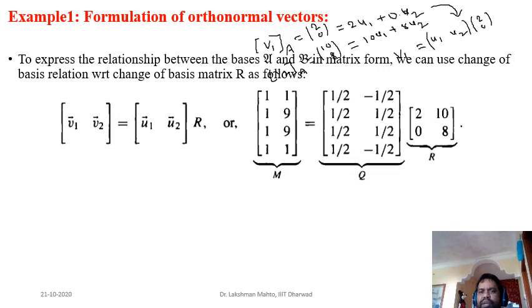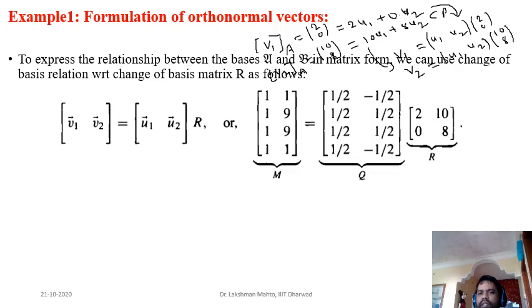This one is the column picture. I am simply saying that this is the column picture of the coordinate of v1 with respect to basis A. Similarly, get the column picture of the coordinate of v2 with respect to orthonormal basis A. What would be the column picture of v2? You write v2 this way: u1 as the first column, u2 as the second column, multiplied with the two-dimensional vector (10, 8).